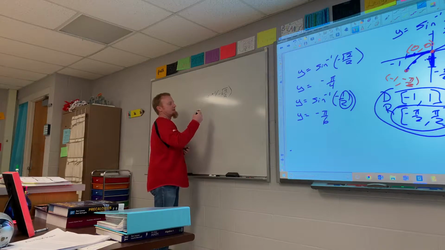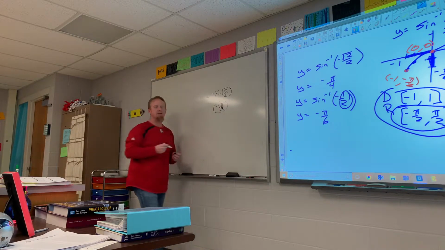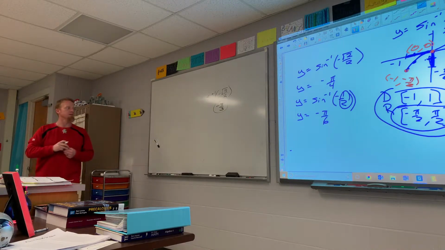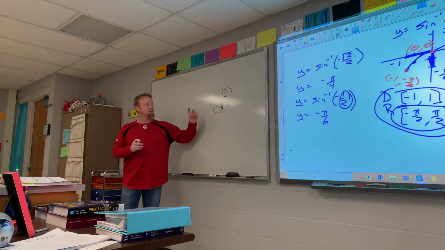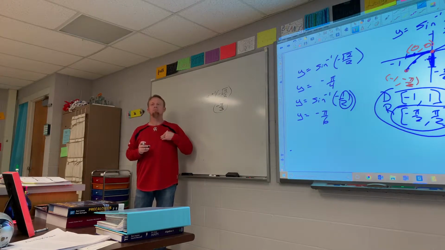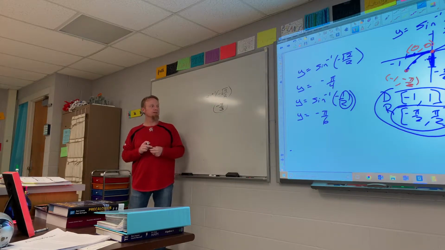What did you say, Carly? Negative pi over 3. How many agree with negative pi over 3? Okay. How'd you get that, Carly? Because the sine of pi over 3 is square root of 3 over 2. Okay, and how'd you know my answer was negative? Because that's negative. Very good.